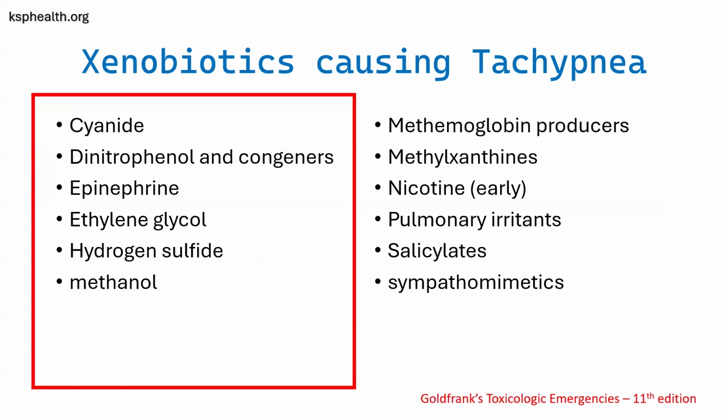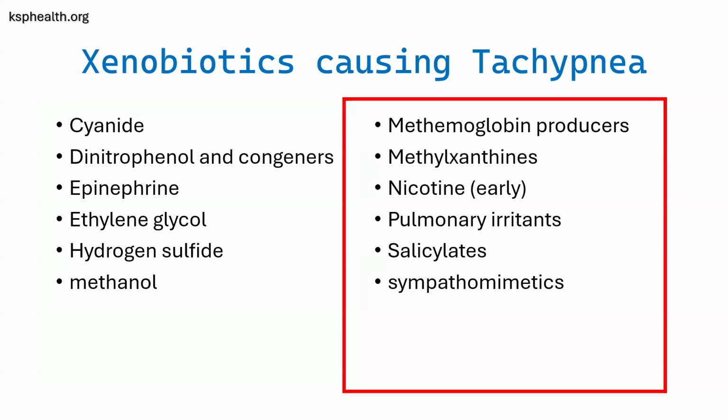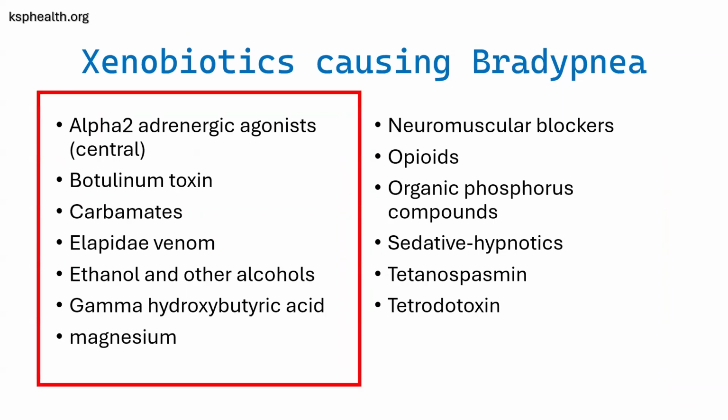So the xenobiotics causing tachypnea: cyanide, dinitrophenol, epinephrine, ethylene glycol, hydrogen sulfide, methanol, methemoglobin producers, methylxanthines, nicotine, pulmonary irritants, salicylates, and sympathomimetics.